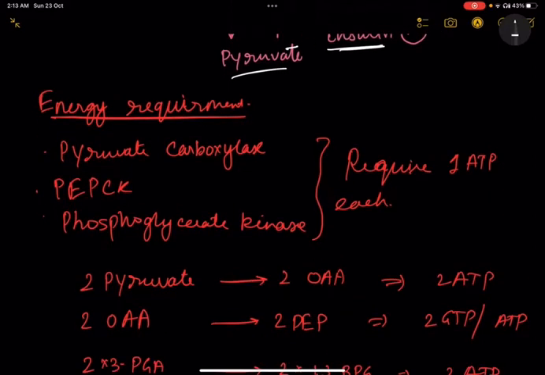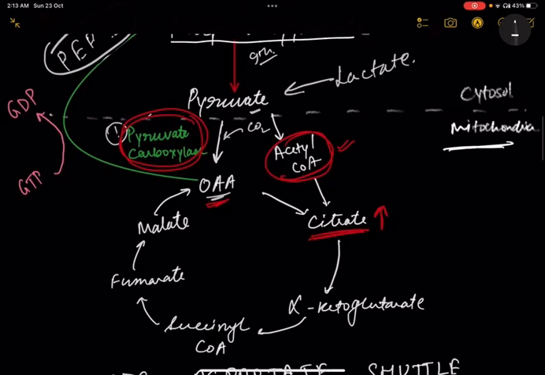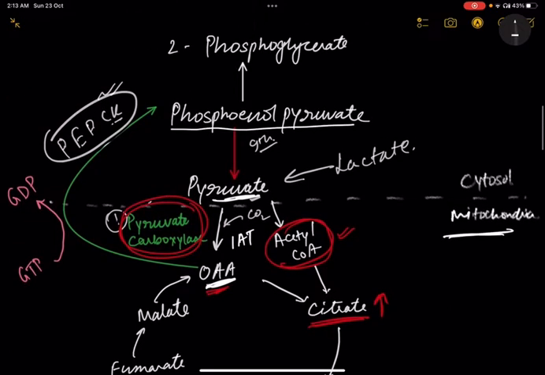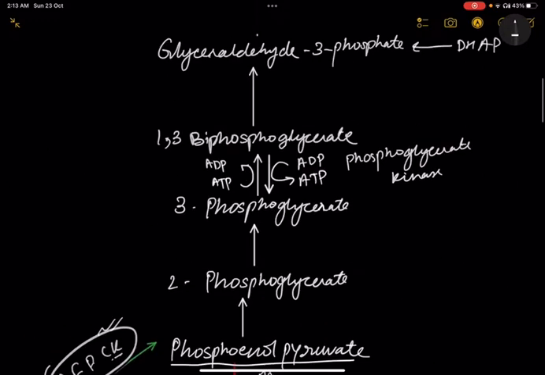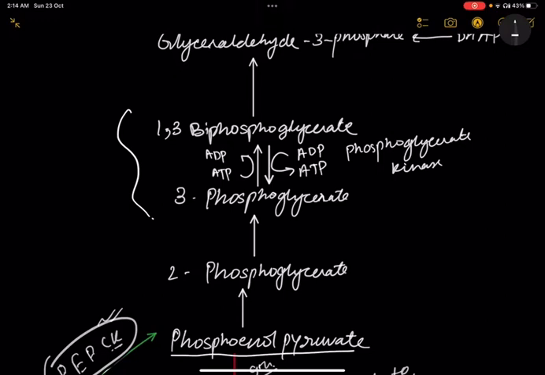So three steps: pyruvate carboxylase, PEPCK, and phosphoglycerate kinase. I'll show you this step. When pyruvate is converted into oxaloacetic acid, it will require 1 ATP. When oxaloacetic acid is converted into phosphoenolpyruvate, it will require a GTP, or equivalent is 1 ATP. And this step over here was a reversible step. Still, here 1 ATP is utilized. So this step will require 1 ATP.